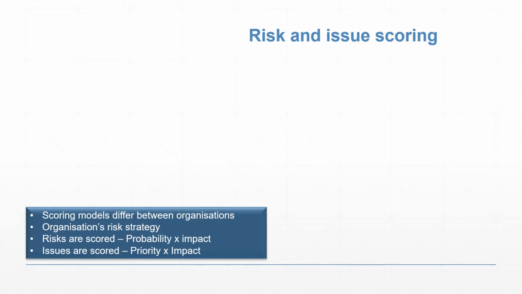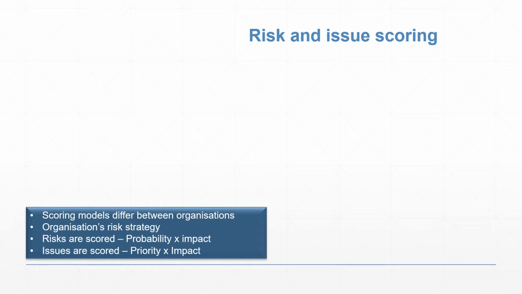In most cases, the risks and issues scoring matrix should really have been developed from the organization's risk strategy. So depending on what is risky for them as an organization, that would very much have a relationship with their risks and issue scoring model. So that's another thing to bear in mind.